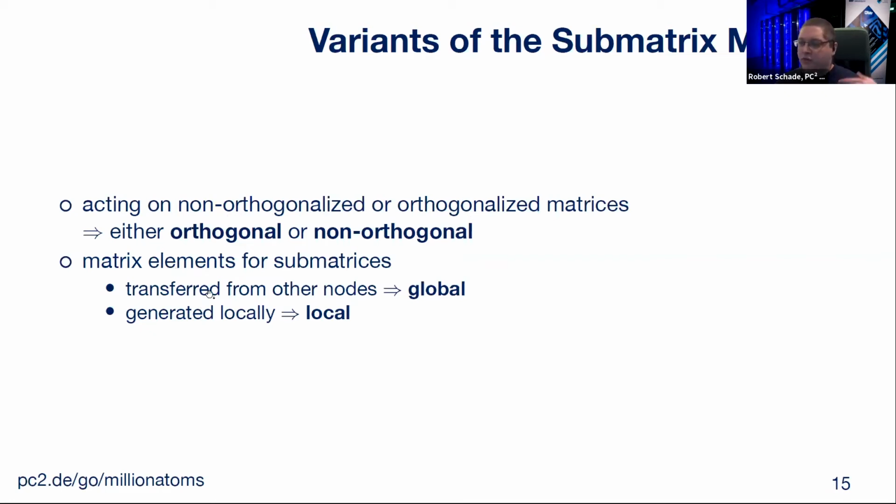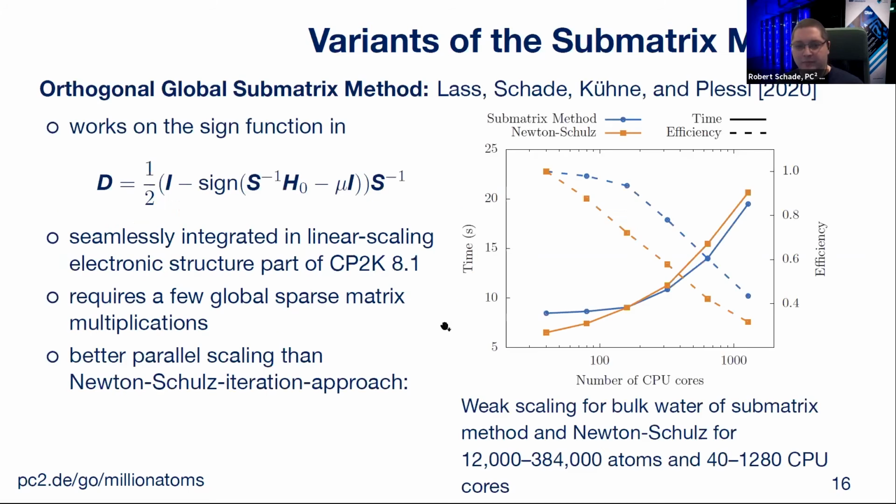The second aspect is then what you do with the matrix elements. You can either transfer them from the other nodes. That would give you a global submatrix method, and you can also generate them again locally, which we then term a local submatrix method. So our first approach, which we actually wanted to present last year at PASC, is what we call the orthogonal global submatrix method.